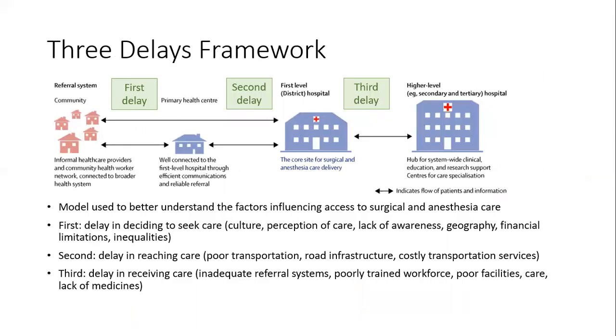So the commission report also brought a so-called three delays framework, which could be used to better understand the factors influencing access to surgical anesthesia care. Surgical systems or healthcare systems in general are built so that you have the community, then the primary health center, then the district hospital, and then the higher tertiary level hospital, for example the university hospital. And then there are three delays in this system.